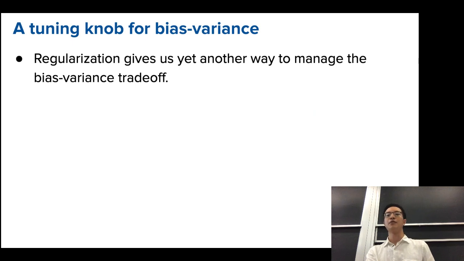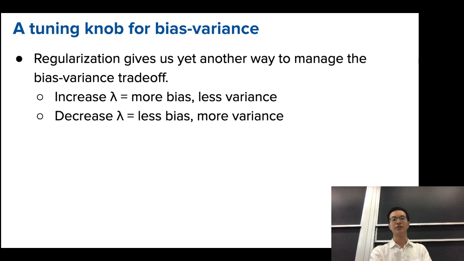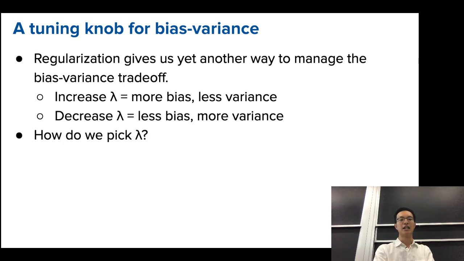So, regularization gives us another way to manage the bias-variance trade-off. Right? So if I increase lambda, I'm going to increase the bias of my model, but I'm going to decrease the variance of my model by decreasing my model parameters. If I decrease lambda, I'm going to have less bias and more variance. How do I pick lambda?